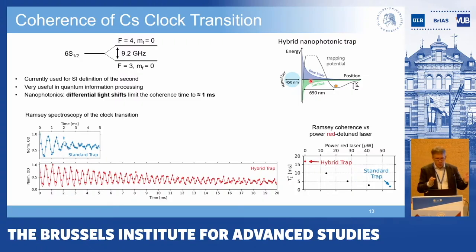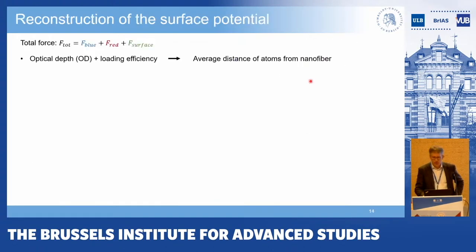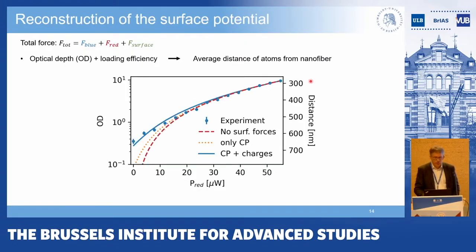So we measure absorption of the atoms, assuming that it's the same number of atoms, it's just further away from the fiber, and then infer where the atoms are in view of that absorption. That allows us to determine the average distance of the atoms from the nanofiber. And when we do this, we see, this is the experimental data here, the blue dots, that we cannot explain this distance dependence or the power dependence of the distance just with the Casimir-Polder potential. If we only assume Casimir-Polder, then we would have this orange dashed line. If there were no surface forces at all, this is what we would get.